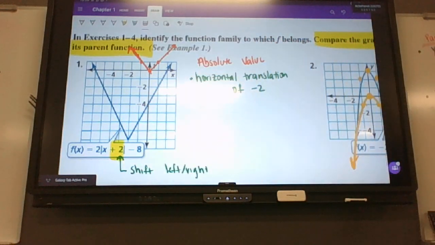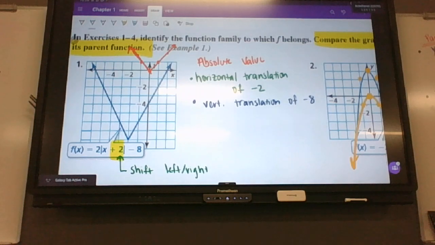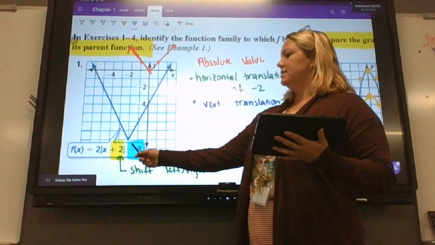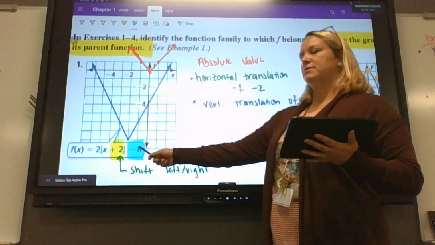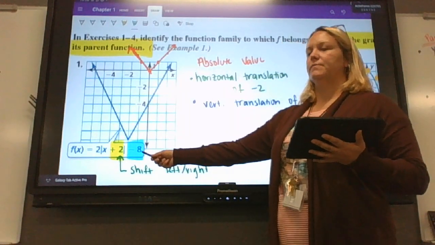What's another thing we see here? Vertical translation of negative. Good. We're using our nice vocab. Vertical translation of -8, and I see that here. A number at the very end, not in parentheses or brackets, will shift a graph up or down.